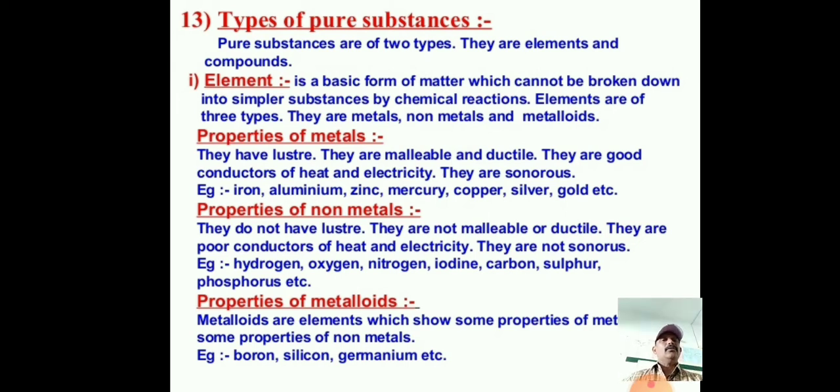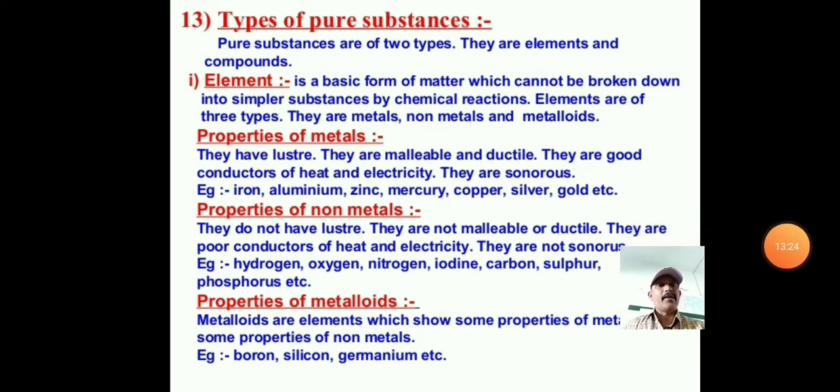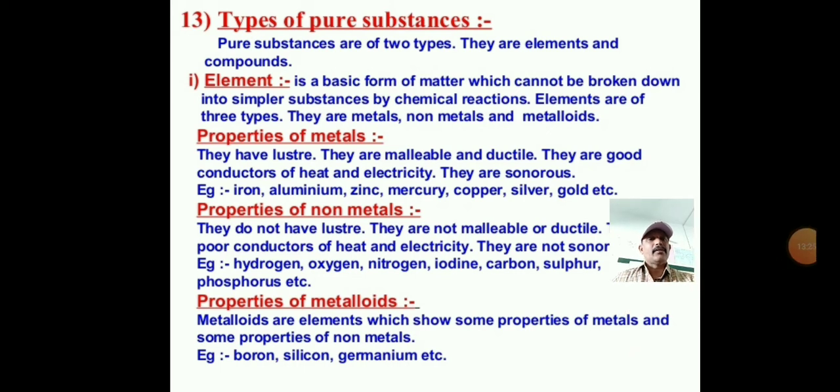And one more type of element is there. Those are called metalloids. So what are the properties of metalloids here? Metalloids are elements which show some properties of metals and some properties of non-metals. So both together. These are also called semiconductors. Okay. So elements having both characters are called metalloids.